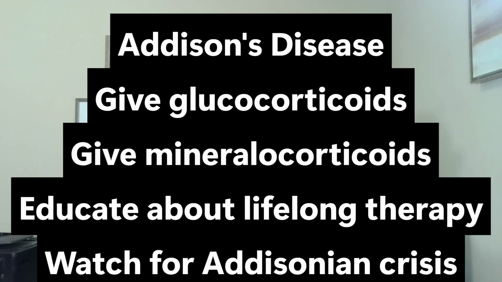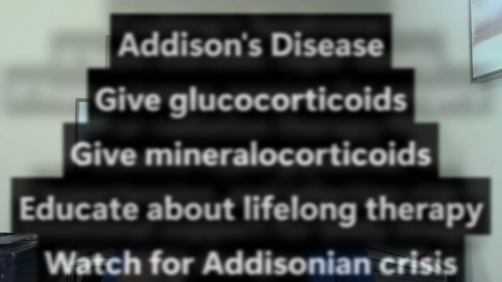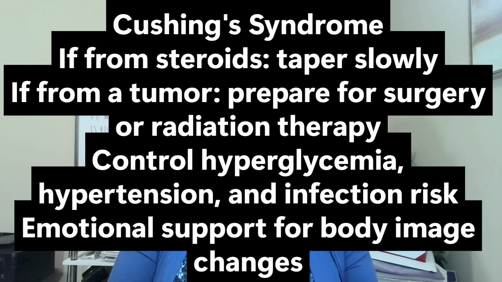Now, let's look at the nursing interventions for Cushing syndrome. So if it's from steroids, you're going to see orders to tell the patient to slowly taper the steroids, but never abruptly stop steroids. That's something that you're going to teach your patient, for them to never abruptly stop their steroids. But you'll teach them on how to taper slowly. If it's due to a tumor, you're going to prepare them for surgery or radiation.